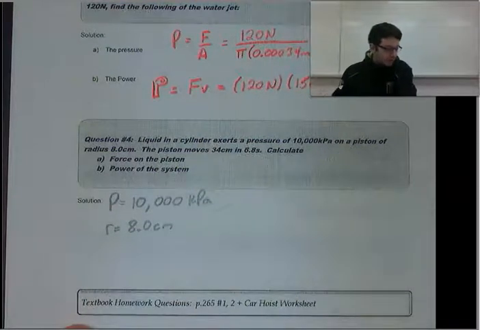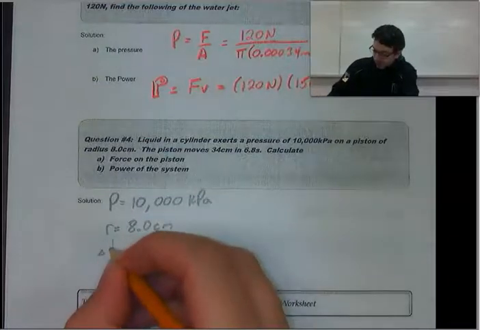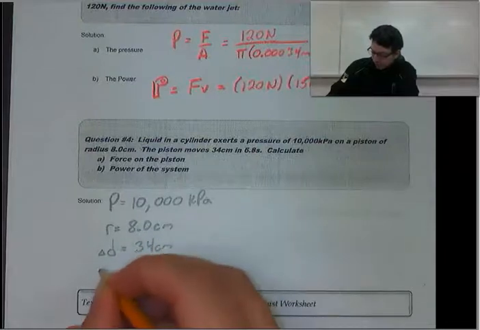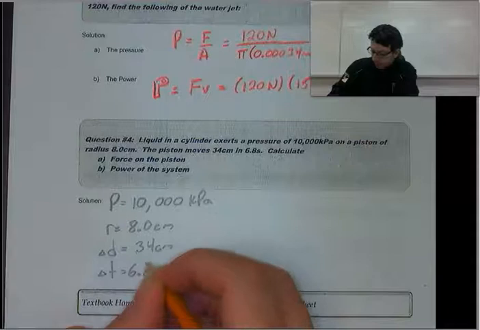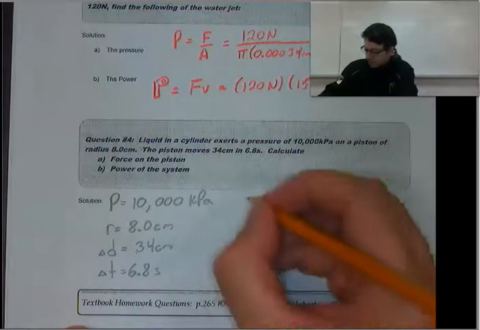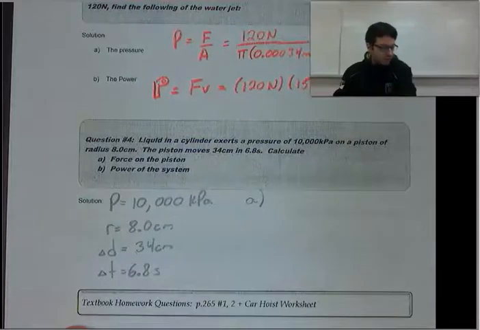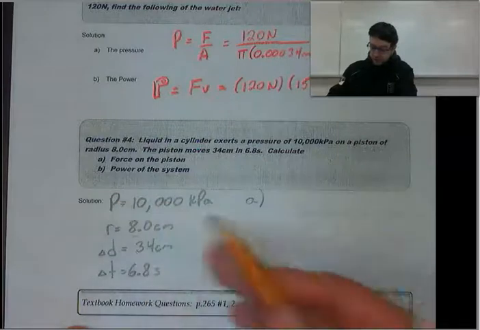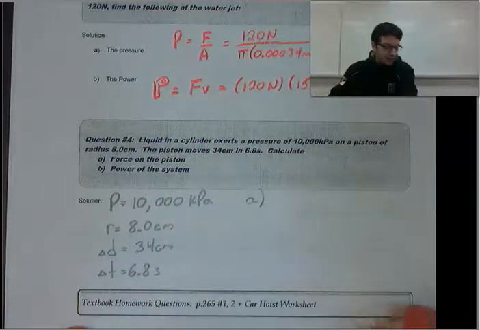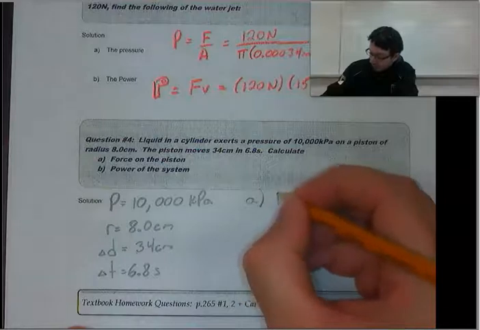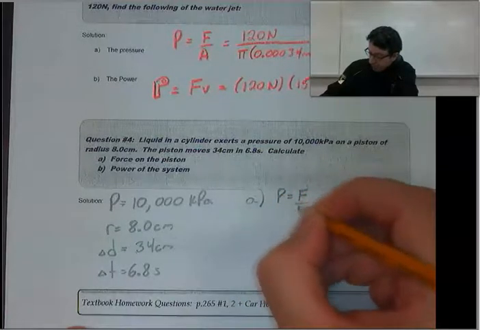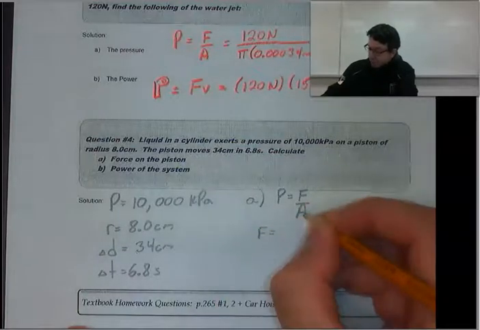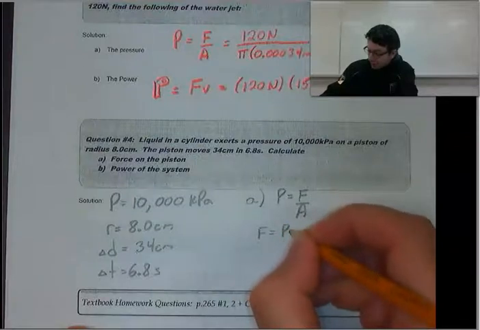Okay, so first we need to find the force. Let me just continue writing what we know. It moves a distance of 34 centimeters in a time of 6.8 seconds. All right, part A. Find the force on the piston. Okay, well, we know pressure, and we know radius, so with radius we can calculate area. If you remember from this equation, pressure is force over area. And we can rearrange that to find force, because multiplying both sides by area, you get force as pressure times area.